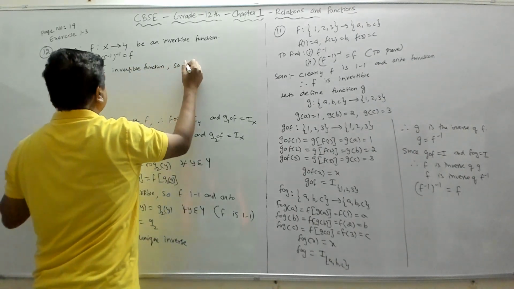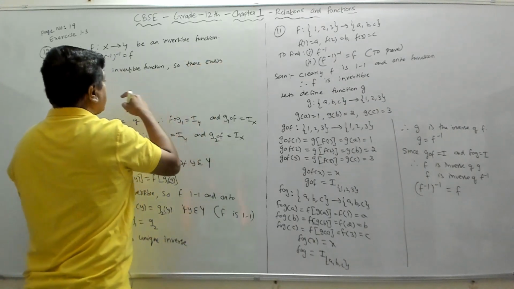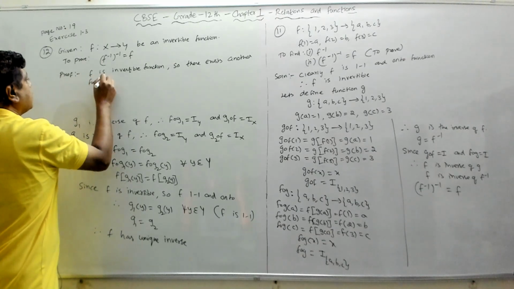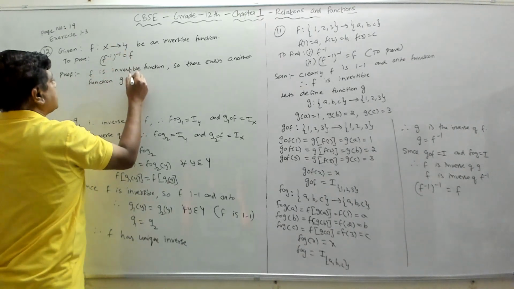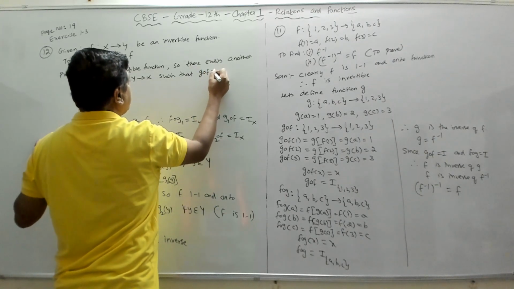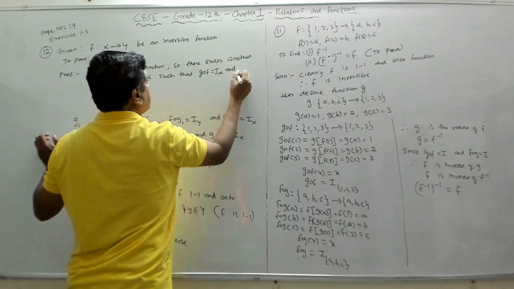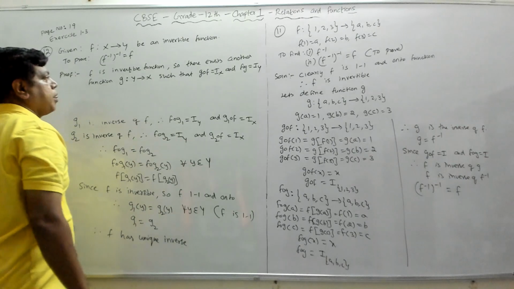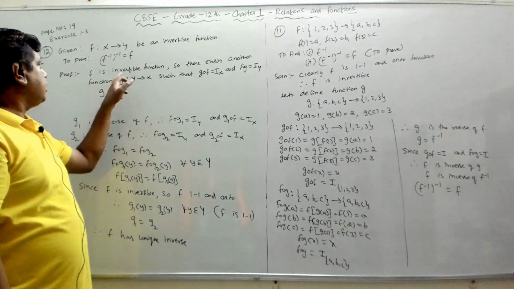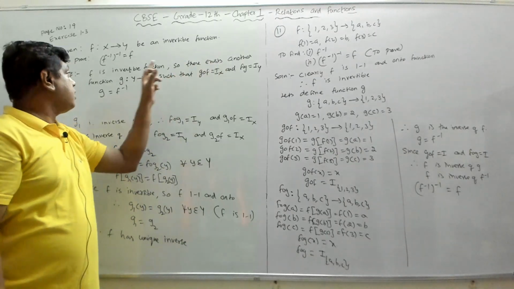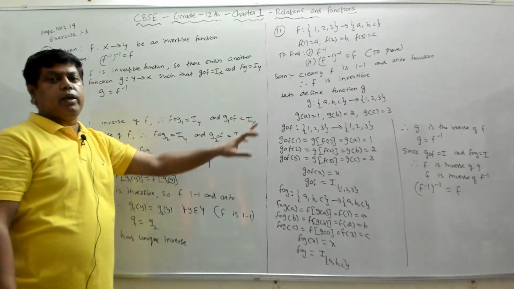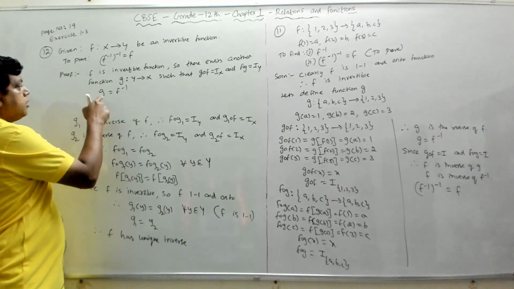So if f is an invertible function, it means there exists another function. As per the definition of invertible function, there exists another function g from the set y to x such that g of f will be equal to ix, and f of g is equal to iy, right? And g is equal to f inverse. F is an invertible function that is given, which means there exists another function g from y to x such that g of f will be equal to ix and f of g will be equal to iy, and g is equal to f inverse.